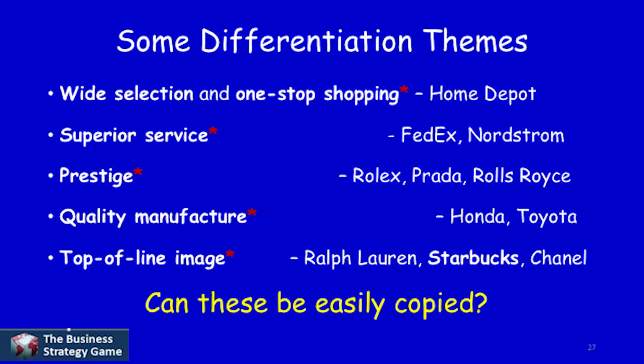The first one is have a wide selection for one-stop shopping. An example of that would be Home Depot, where they've taken a very ordinary home improvement kind of store, have essentially wiped out all of the small mom and pop stores and have the single high value, wide selection for their customers. You can do this by increasing the amount of model styles that you offer.